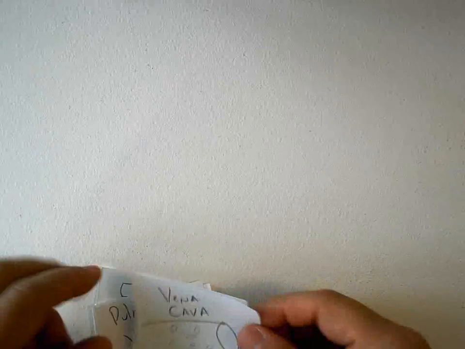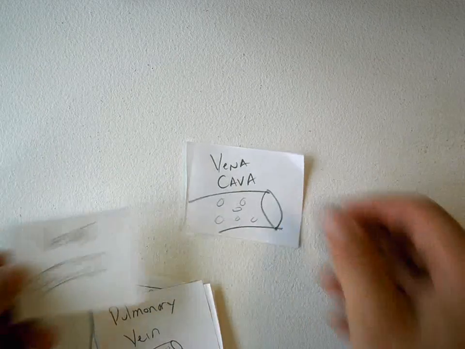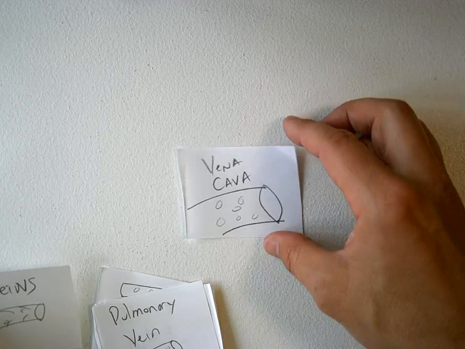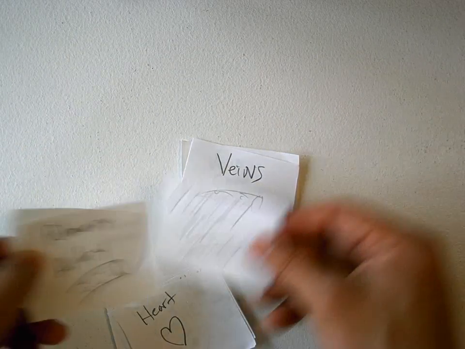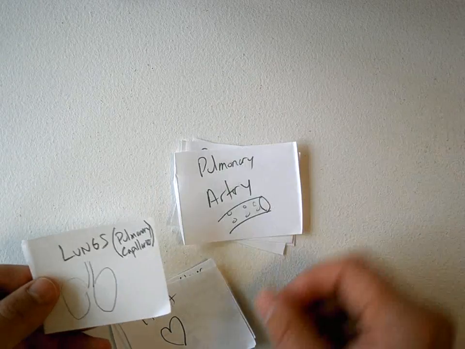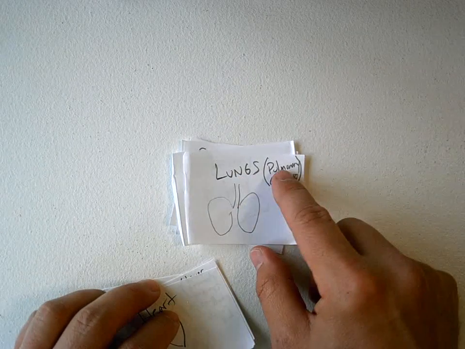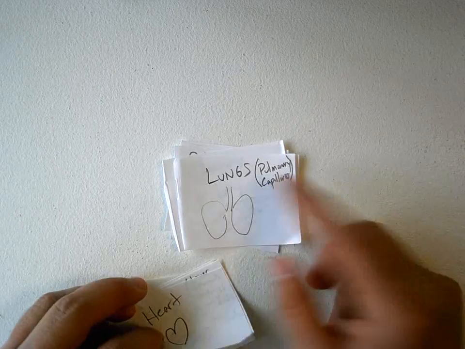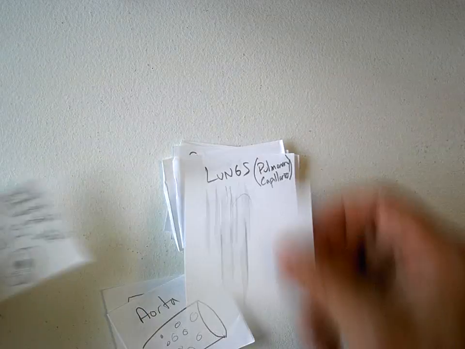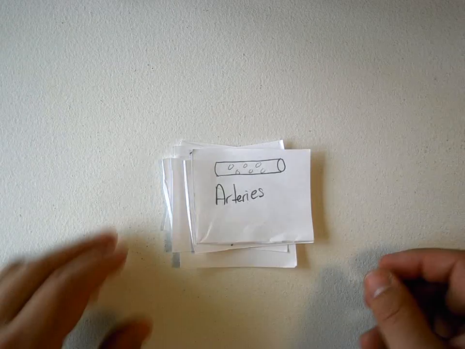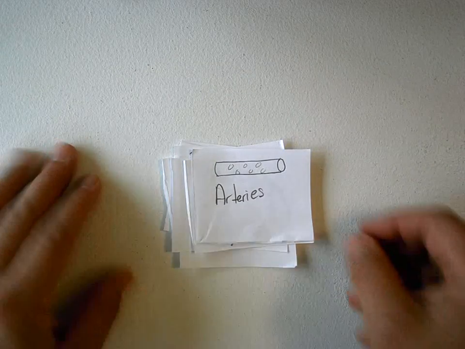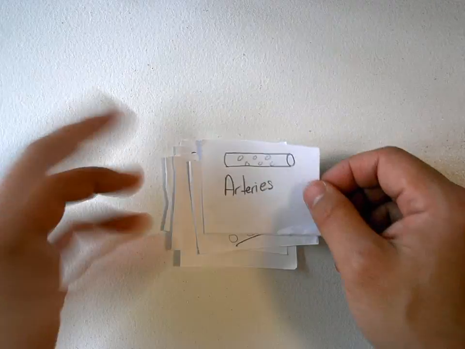So in the circulatory system activity, I asked you to make little note cards, or they could look like this maybe. So here's one for the vena cava. I got veins, I got pulmonary vein, I got pulmonary artery, I got the lungs, which have the pulmonary capillaries inside of them. I have the heart, I have our body cells, I have the aorta, and then I have arteries. So what I'm going to try and do now is just place these in order.